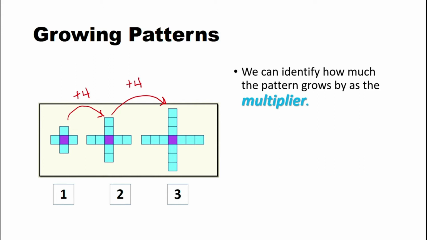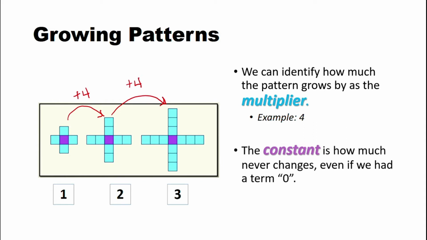That's called a multiplier. The amount a pattern is growing is the multiplier. So in this example, the multiplier is 4. The constant is how much in the pattern never changes, even if we didn't have any frame. So for example, if you think of something like a term 0, what would that look like? Well, you could visualize it by thinking, what would that have to look like to get to term 1? I would have to add 4 blue squares, so what I would have to start with is just 1 purple square. So again, the purple square is representing the constant here, which would be +1.